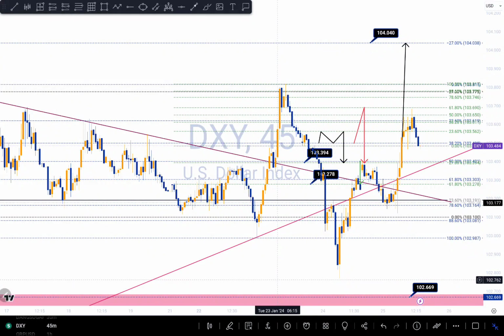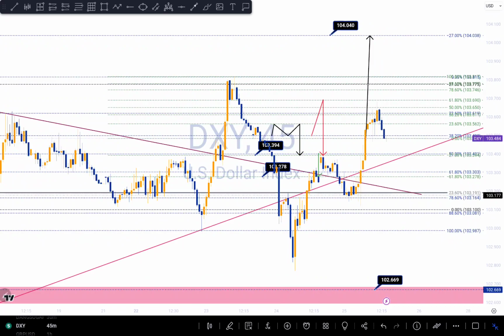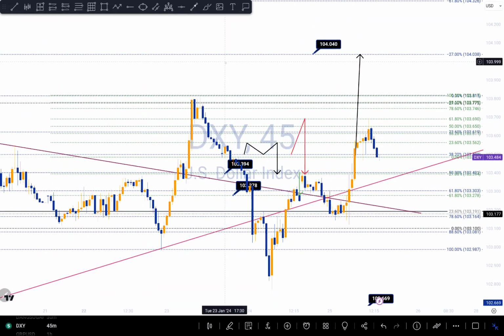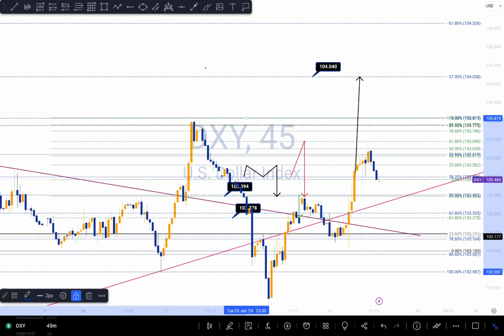Hi guys, so this is my analysis update on the DXY. Before I do today's analysis, I'm going to do a recap on the DXY based on my previous analysis.